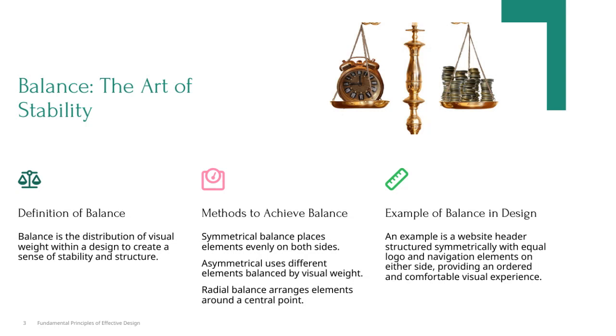Balance in design is all about how visual weight is distributed across a layout to create a feeling of stability and structure. Essentially, it makes the design feel grounded and well organized. There are three main ways to achieve this balance. First, symmetrical balance, where elements are evenly placed on both sides, giving a mirrored, formal look. Then, there's asymmetrical balance, which uses different elements but balances them based on their visual weight, offering a more dynamic feel. Lastly, radial balance arranges elements around a central point, drawing the viewer's eye inward.